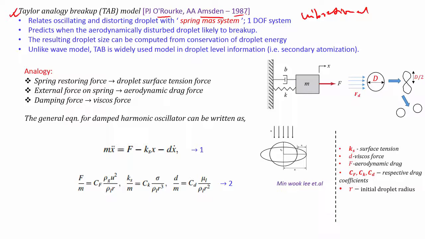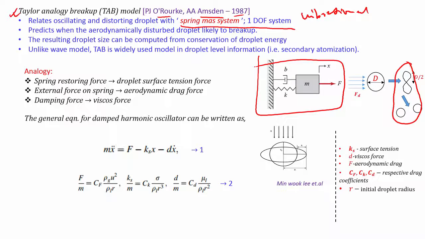Now, as I said, vibrational breakup is like a single degree of freedom system. So what O'Rourke and Amsden did was compare this oscillating, distorting droplet with a spring mass system, like what we have shown over here. This is the damper, this is the spring, and this is whatever is the forcing. The forcing in this case is aerodynamic forcing.